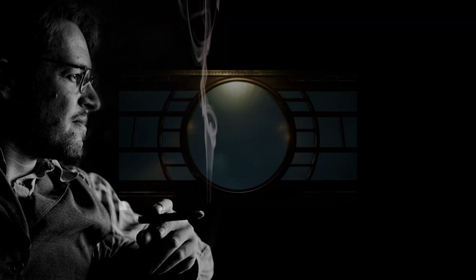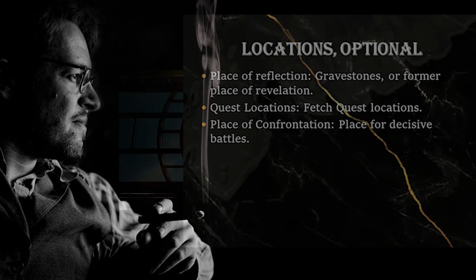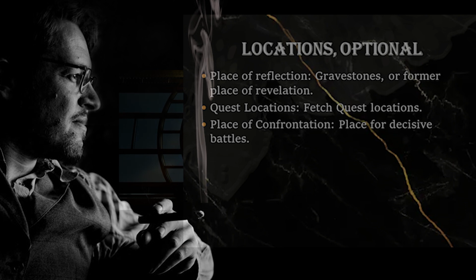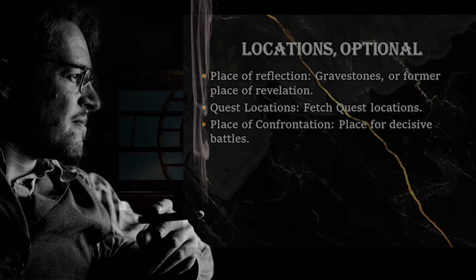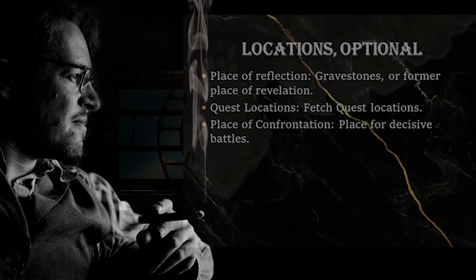Now, you also have the optional ones, we've got our place of reflection. This is often a very cheap scene where a character goes to a gravesite to visit a friend or a parent. He makes a vow or reflects on the past. That's why I call it a place of reflection.